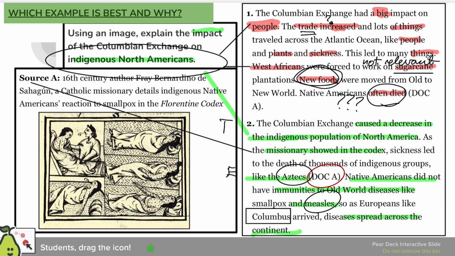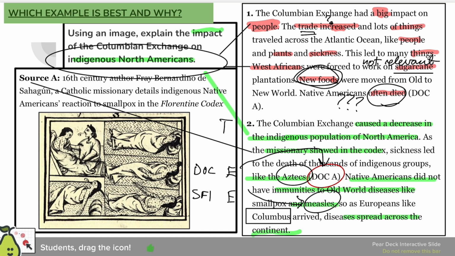It uses the document. It has a topic sentence organizing what our category is going to be. It's going to be a decrease in the population caused by the Columbian exchange. And then it gives us SFI, okay, that's outside of the document, and it gives us the content statement of this is what document A or source A is saying. This is the main idea. The main idea is sickness led to the deaths of indigenous peoples. That is an accurate summary of this document.